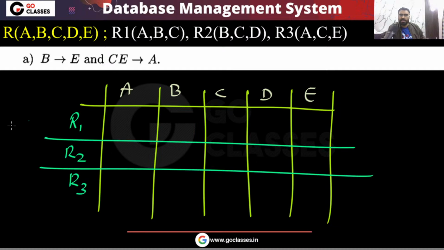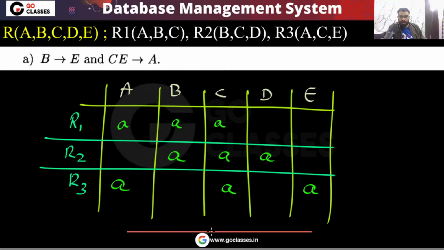You create a matrix. Step number 2, what is that? For every sub-relation, under its attributes, we will put the A entry. So R1 has ABC. Here I will put A entries. R2 has BCD. So here I will put A entries. And R3 has ACE. So here I will put A entries. Okay, is this clear? Very simple.